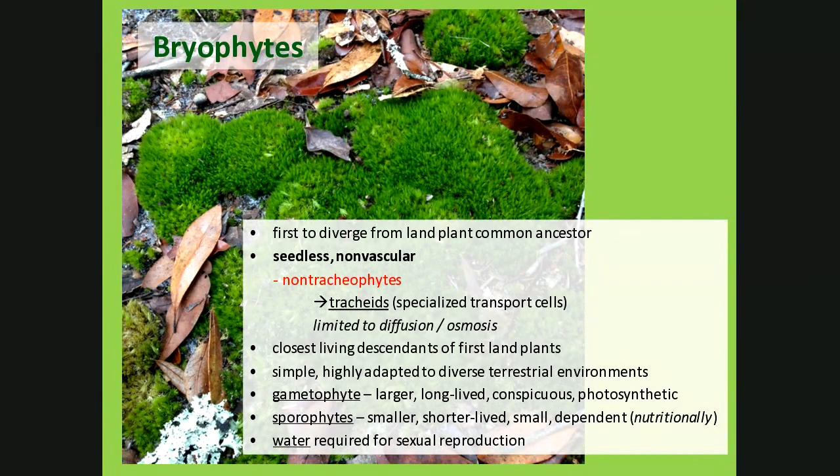Bryophytes don't have that. Bryophytes don't have those little tubes. So what do they do? Well, they're limited. They're limited to diffusion and osmosis. So that means they need to stay small. So that explains why when you walk into the woods, you don't see big bushes or big trees of mosses. Mosses are usually low, to the ground, small, right?